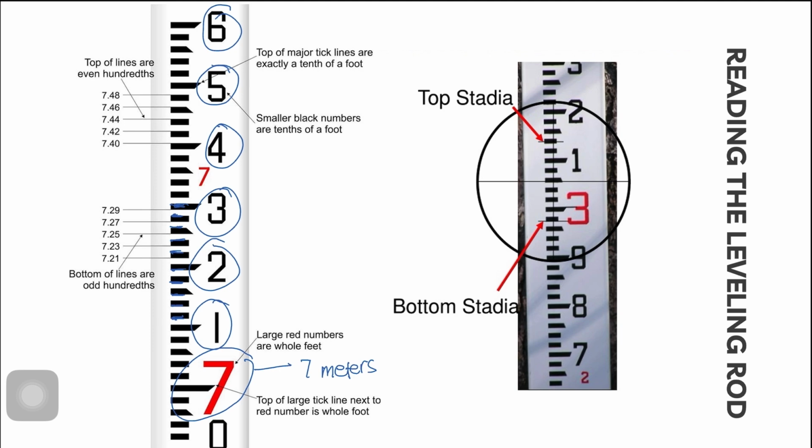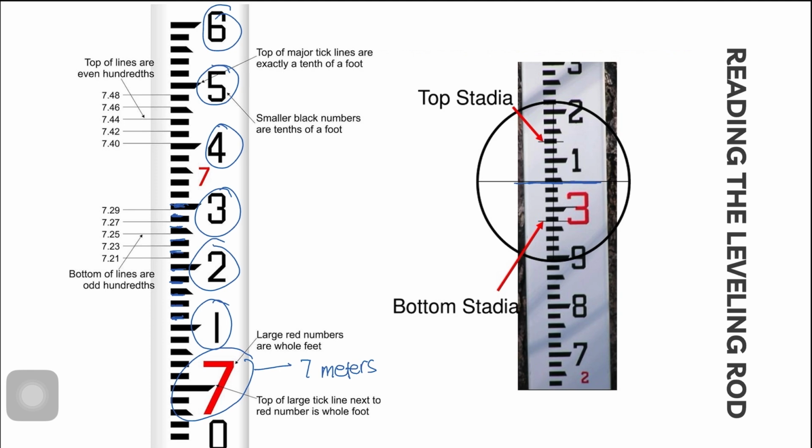When we look through the leveling instrument, the crosshairs intersect the rod. That intersection gives us a number which we record as either a backsight or foresight, depending on the situation. Now, imagine our central crosshair, or horizontal crosshair, cuts across here. That is the reading.